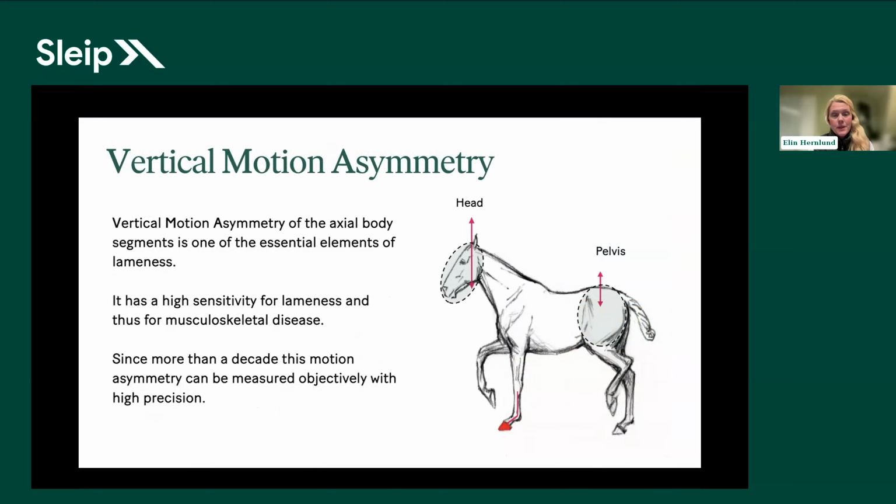These measurements, if you measure these vertical motion asymmetries, so thinking about it as going sort of up and down for each stride, have a very high sensitivity for lameness or musculoskeletal disease. So it's an indicator that's very sensitive. And for more than a decade, this motion can be measured using different types of objective methods.